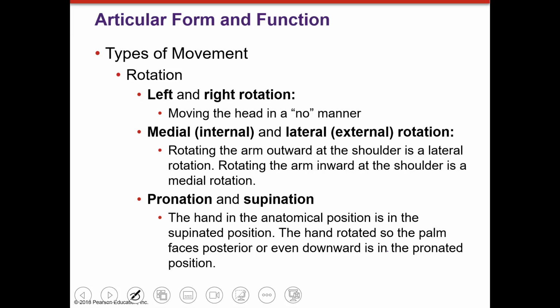Rotating the arm outward at the shoulder is a lateral rotation. Rotating the arm inward at the shoulder is a medial rotation.